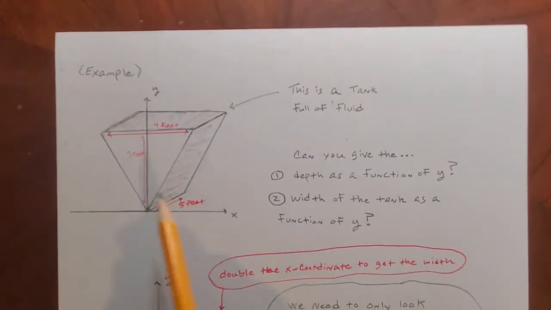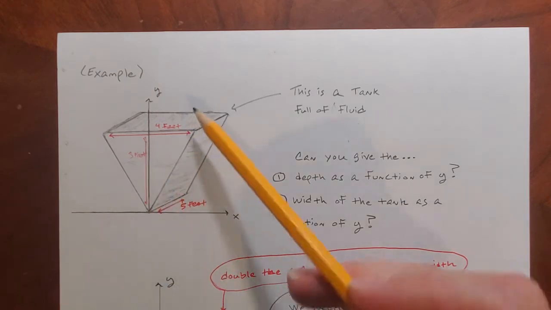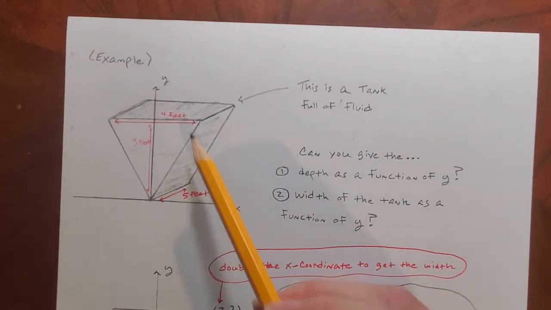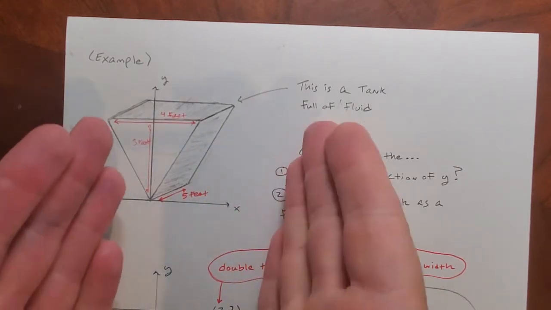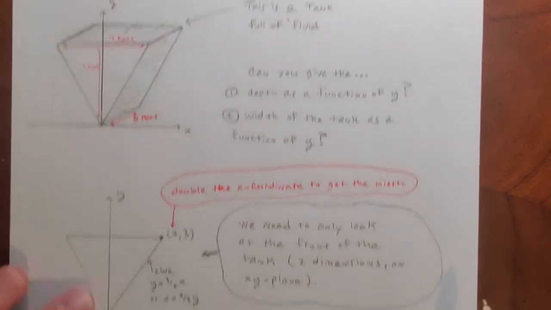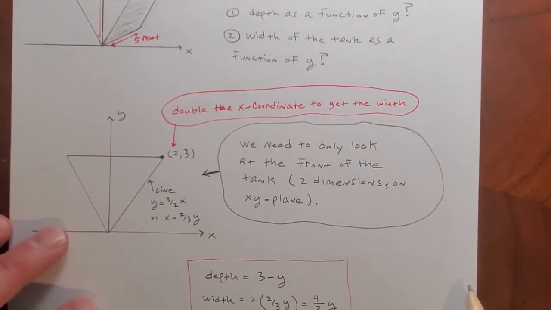Okay, because the width right here, if you went that way a few feet, it wouldn't get any wider. As I've drawn it, it's not getting wider as you go back. It's uniform all the way through. Okay, so here's how we do it.